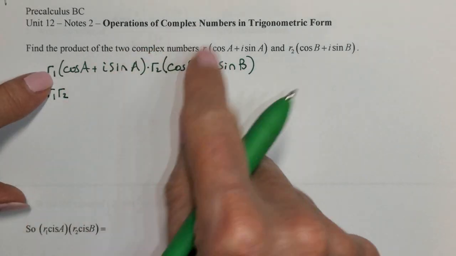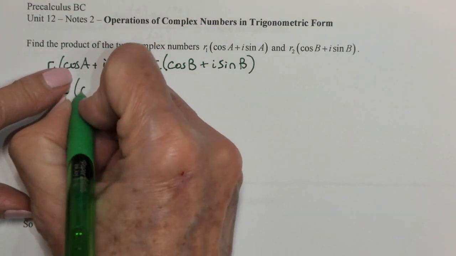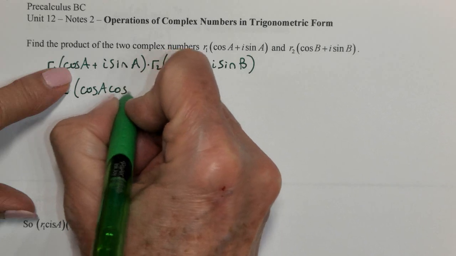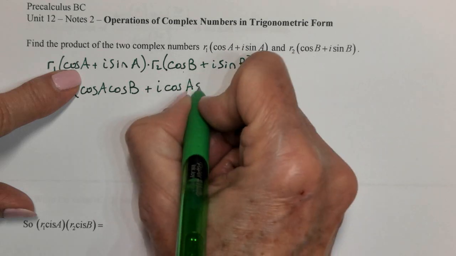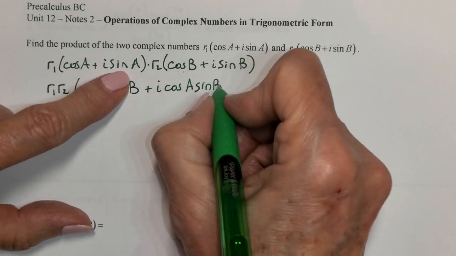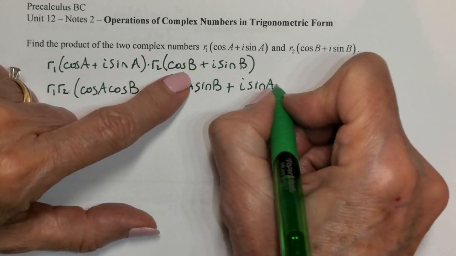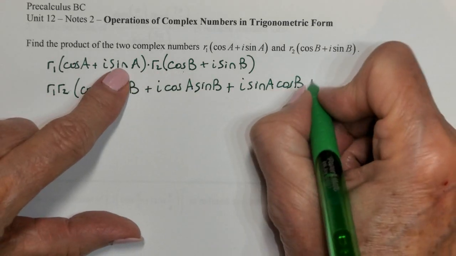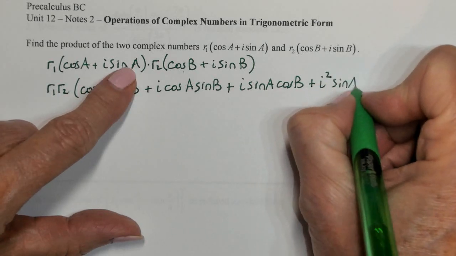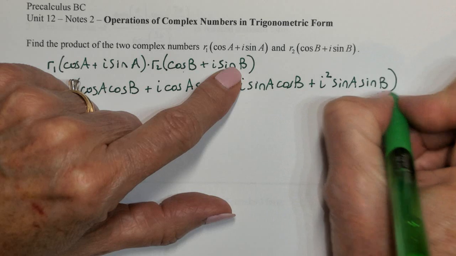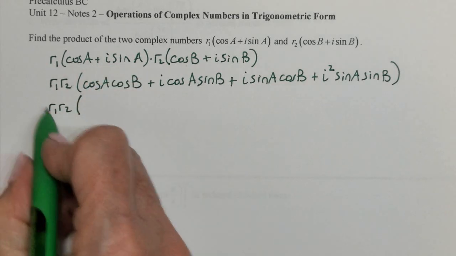Now I'm going to FOIL out the parentheses. So I will have cosine A times cosine B plus i cosine A times sine B plus i sine A times cosine B plus i squared sine A sine B. Okay, so this becomes r sub 1, r sub 2.